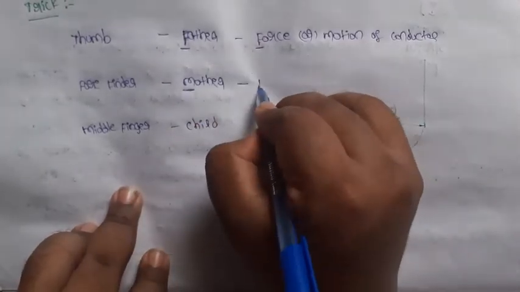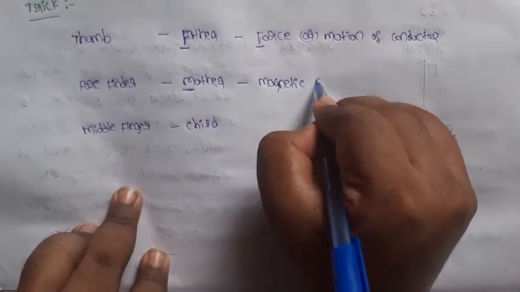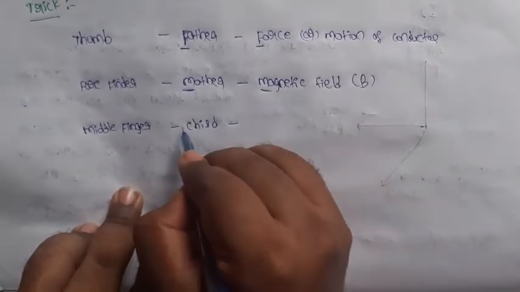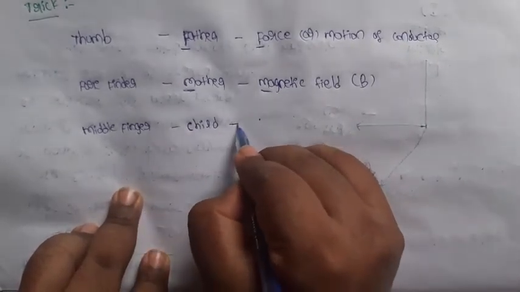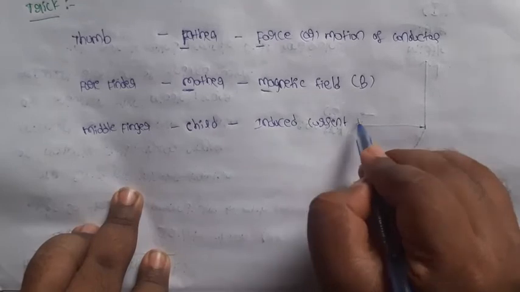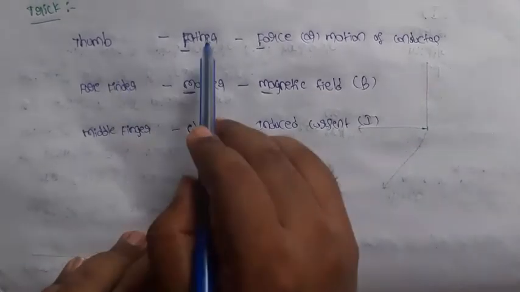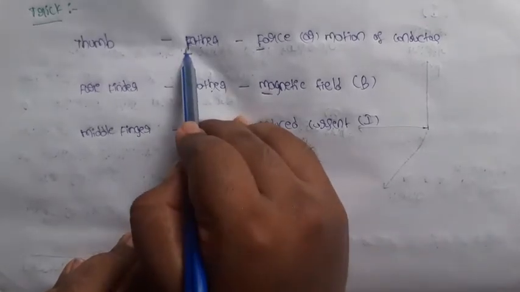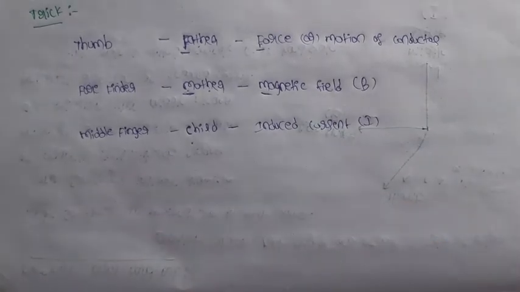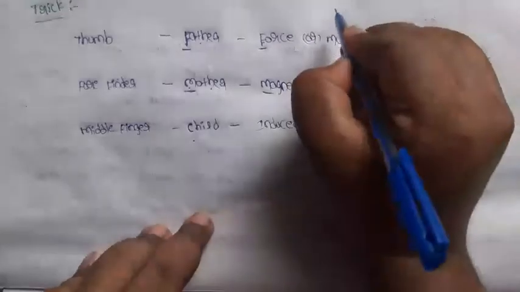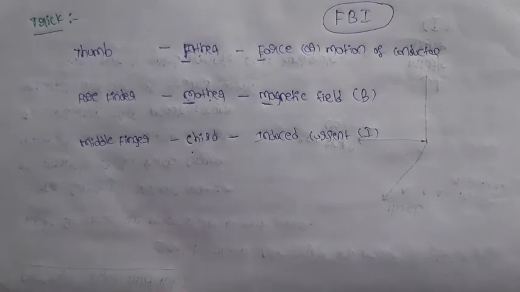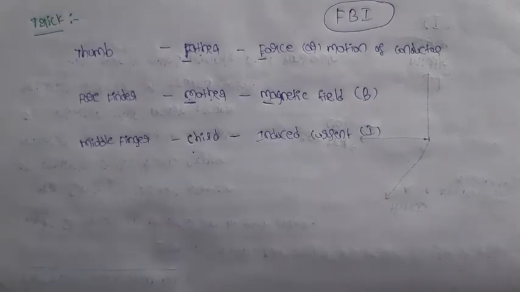Next, mother, magnetic field. Here also M, M. Next, child, the last one, induced current. Father, mother, child. F for force, M for magnetic field, C for induced current flowing in the conductor. This is called FBI. This is the trick.